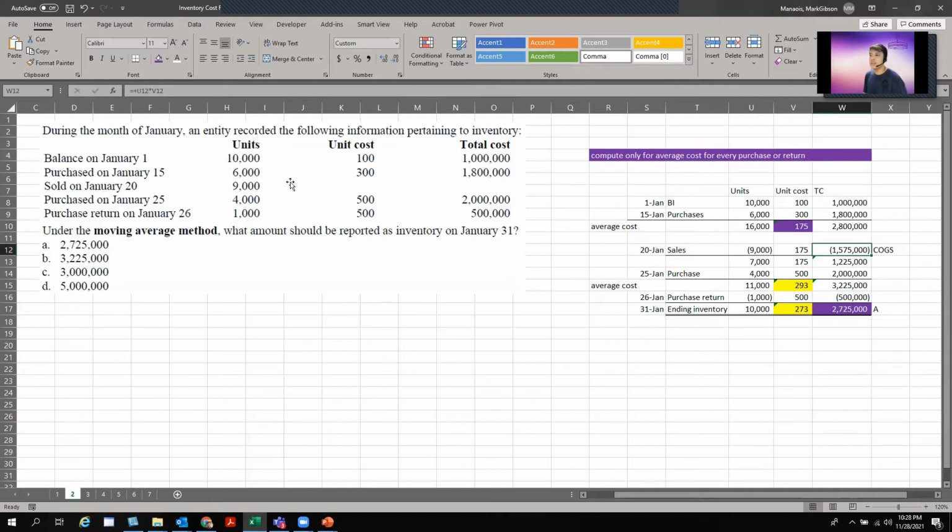So what if, class, hindi lang isa yung sales transaction natin? So for example, meron pa tayong sales ng January 27, 28, and 29. So all you have to do is add those total cost under the sales transaction lines. Okay, so that's problem number 2.